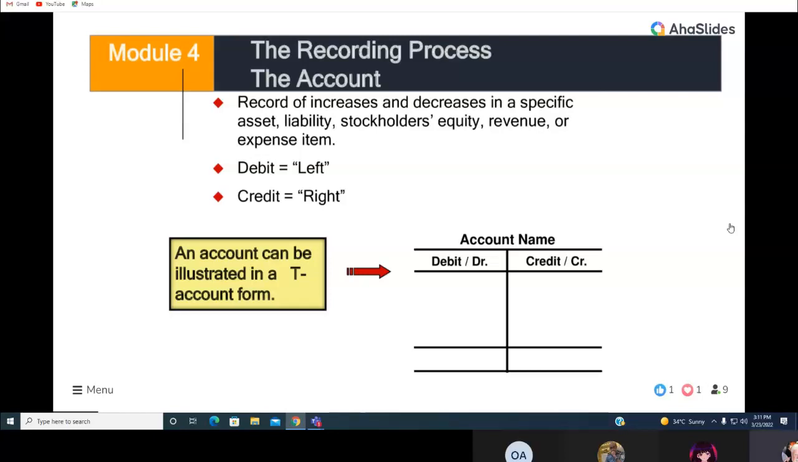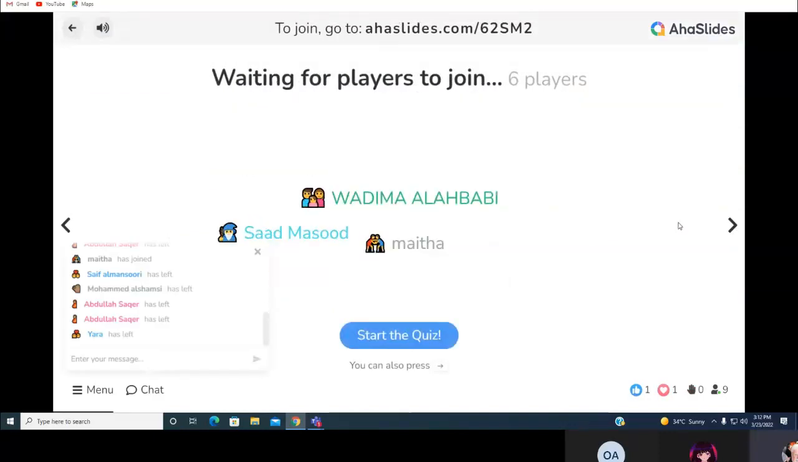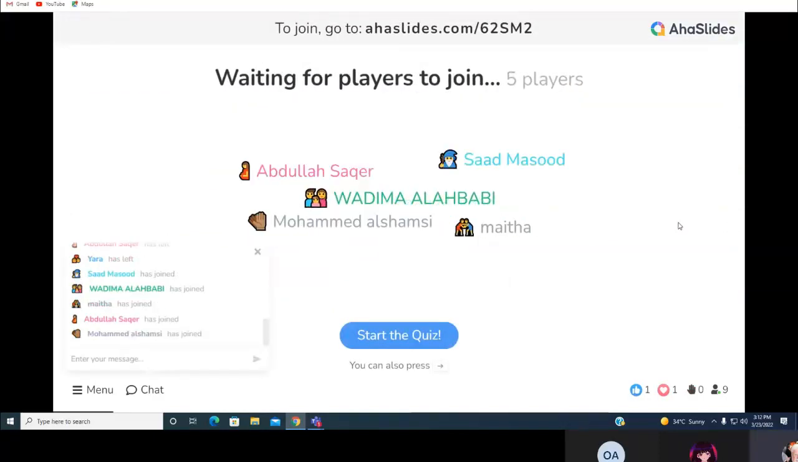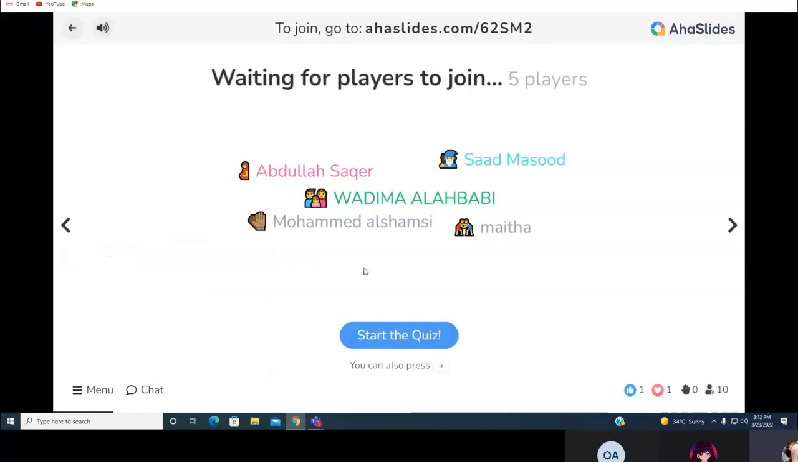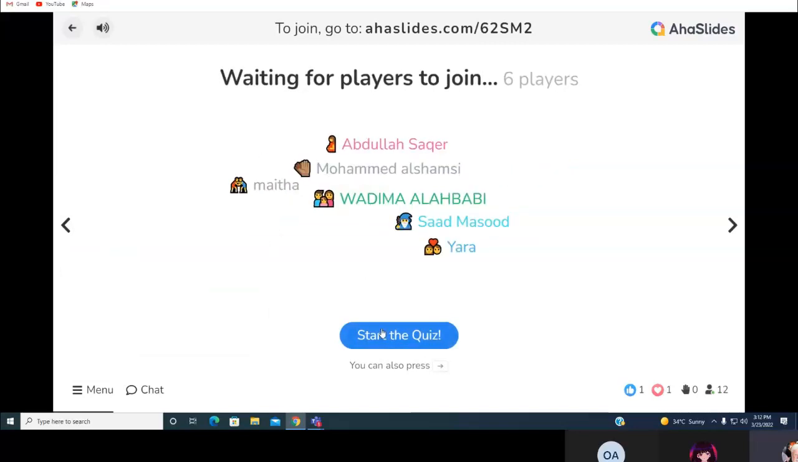So when they say debit this account, that is, you record it on the left side of the account. When they say credit the account, you record it on the right side. Okay? And so therefore, you must look at each account as a T that has a left side and a right side.